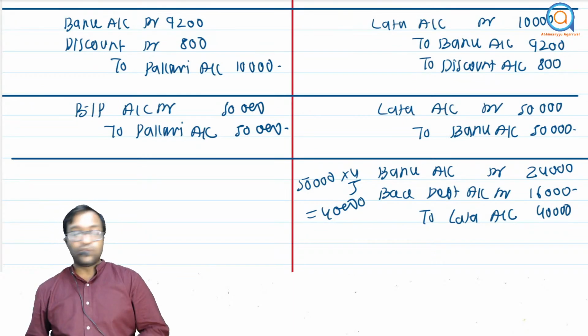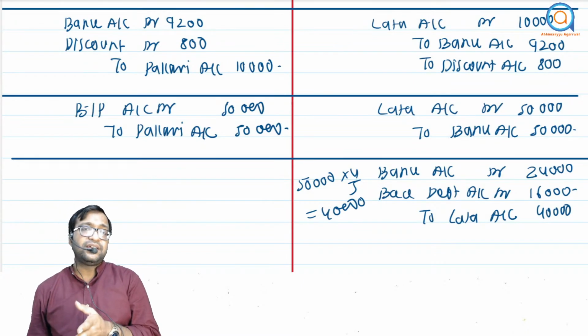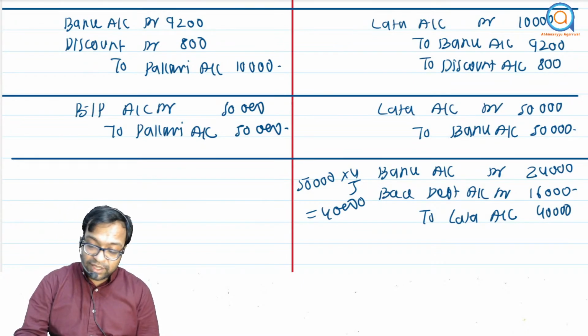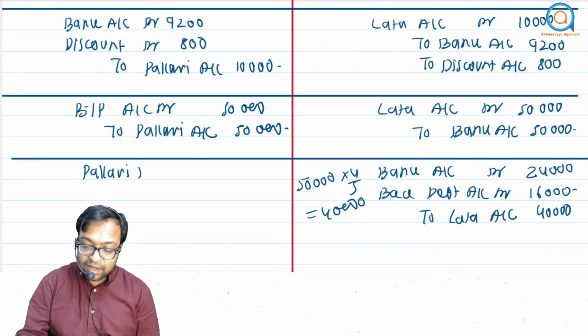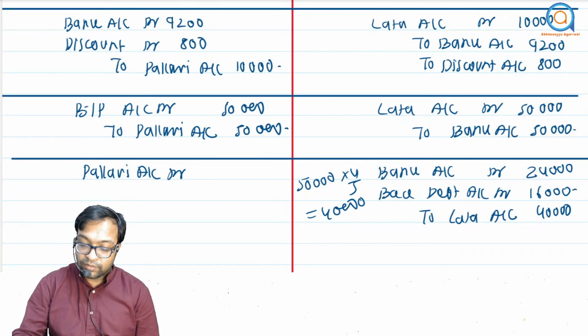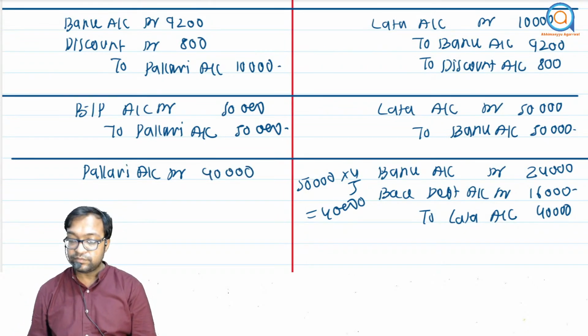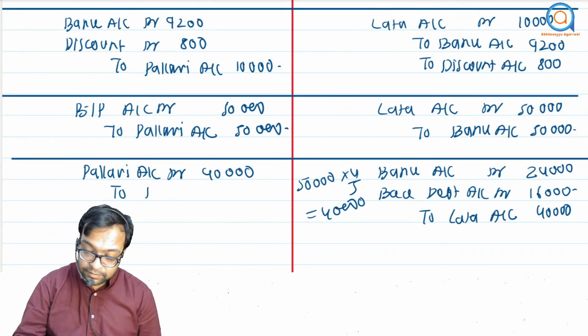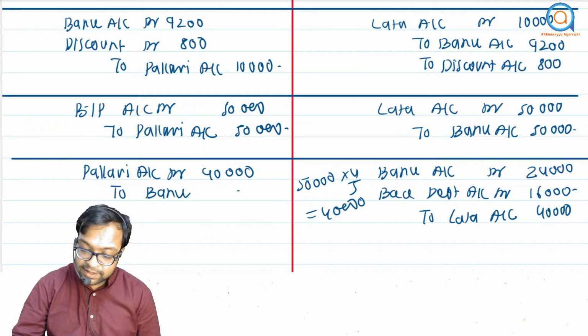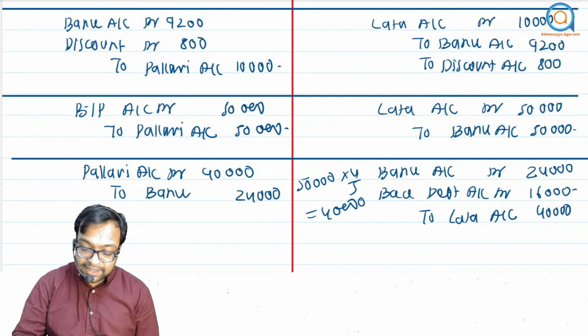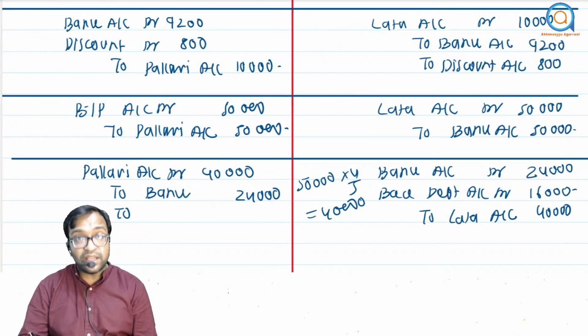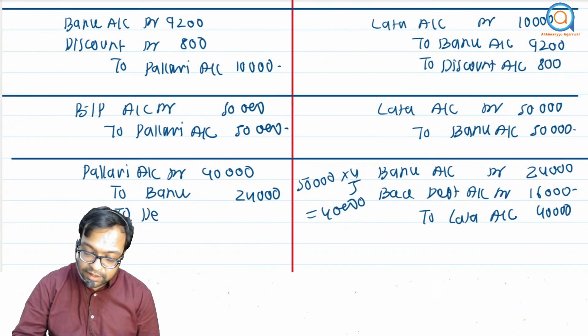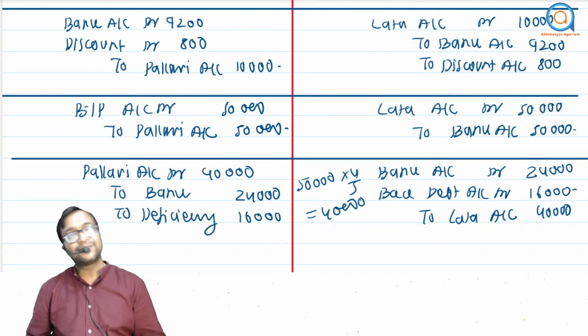Correct? So what entry will be done by Lata now? Lata is paying to Pallavi. Pallavi account debit 40,000, to bank 24,000, 60%. The rest we don't write as bad debt here. It is a deficiency for Lata. So she will write deficiency account 16,000.